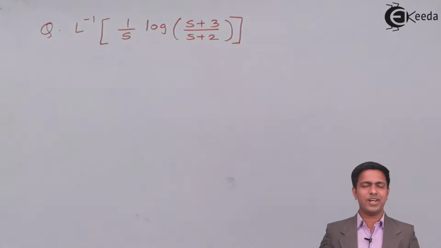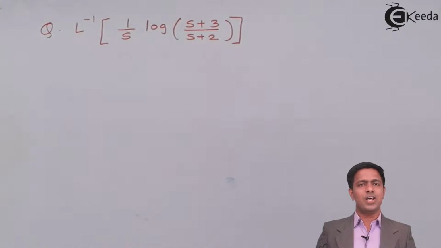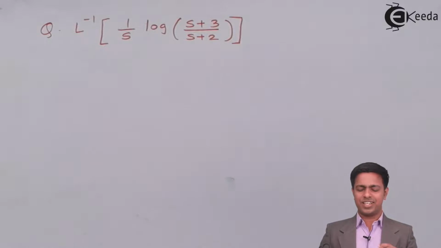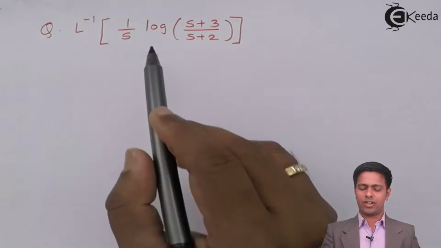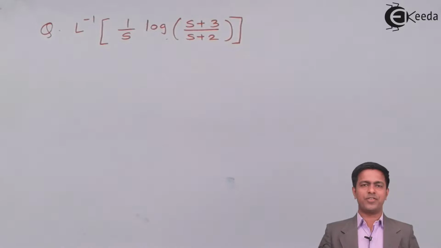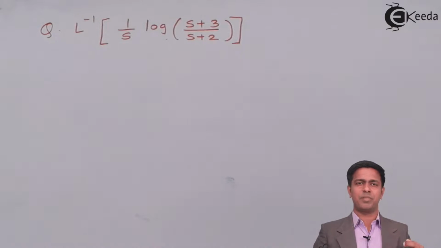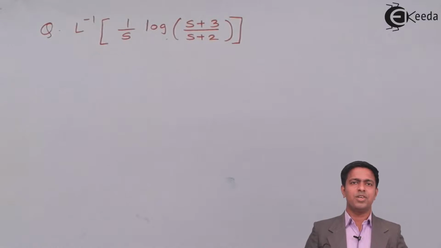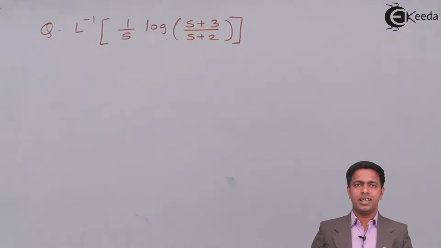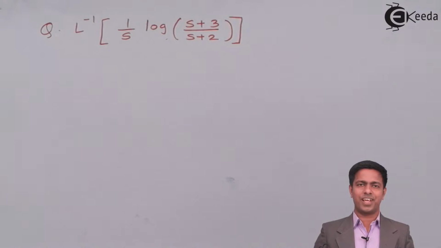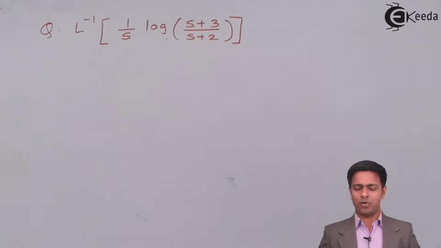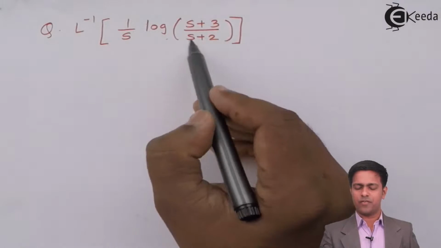So here we have to find out the inverse Laplace transform of 1 upon s log of (s plus 3) upon (s plus 2). Now guys, to get the inverse Laplace transform of this function, if you see a term which is log, then if you have seen my previous video, I have told you that to find the inverse Laplace transform of such functions, we use the multiplication by t property. But before using that property, if you observe the given function of s carefully, it is in the form of 1 upon s into some function of s.